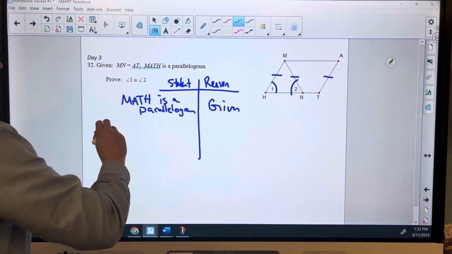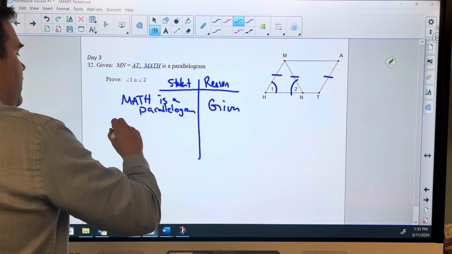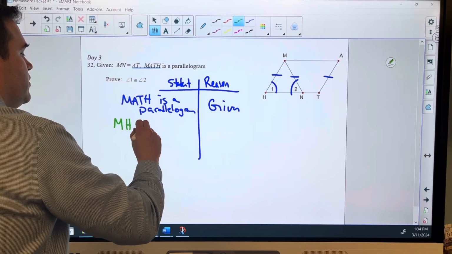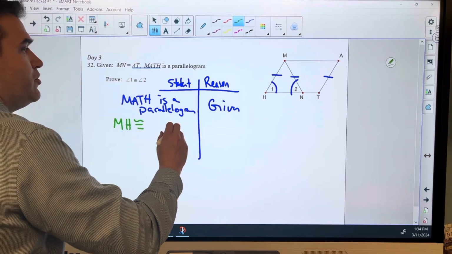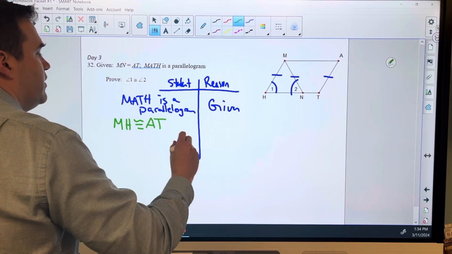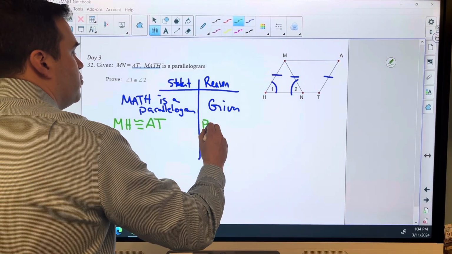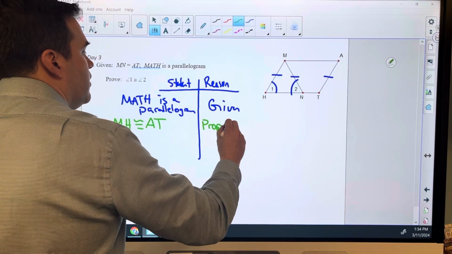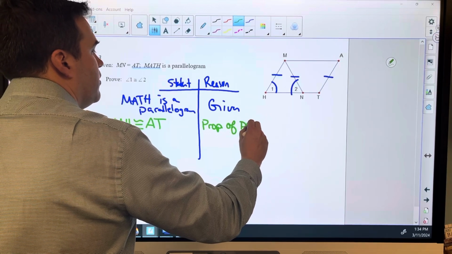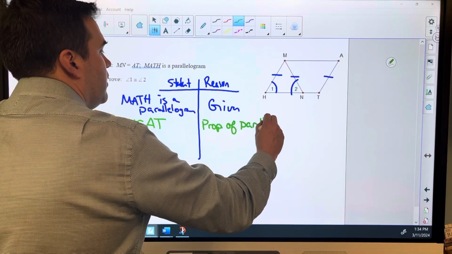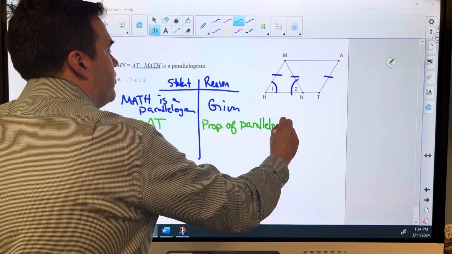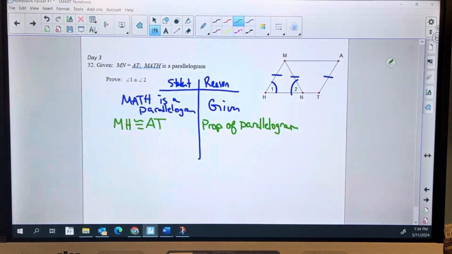Since it's a parallelogram, we can say that MH is congruent to AT. Reason is property of parallelogram. So opposite sides in a parallelogram are congruent, so that means that MH is congruent to AT.